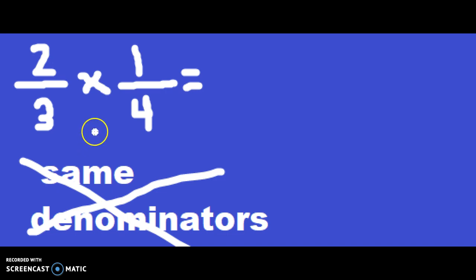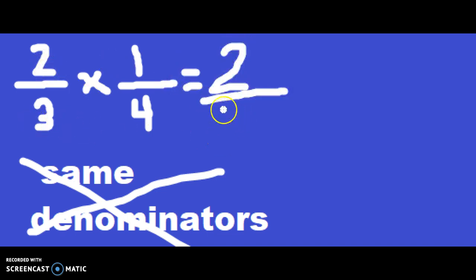Okay, let's get started. The first thing to solve this is to times the numerators and times the denominators. I know this sounds crazy, but this is how you do it. Don't make the denominators the same. There's still a big fat cross. So 2 times 1 is 2, and 3 times 4 is 12. Now you have 2/12.